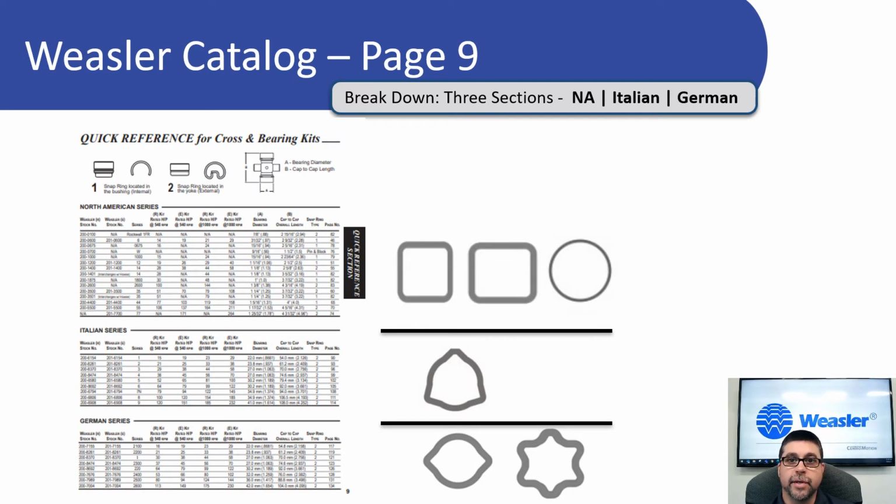Page 9 of the Weasler Catalog is the starting go-to page that will help you narrow down the entire catalog to 3 or 4 pages that fit the identified cross and bearing kit. Page 9 is broken down into 3 different sections. The North American section, which can be identified by a square, rectangle, or round tube. The Italian section, which can be identified like a bell shape. And the German section, which is going to be your lemon or star profile. I will show you these 3 different sections.